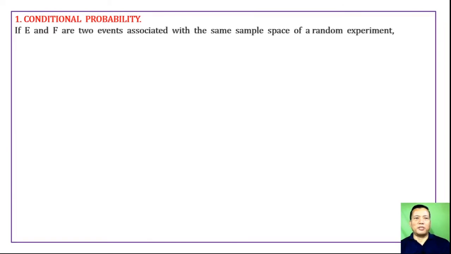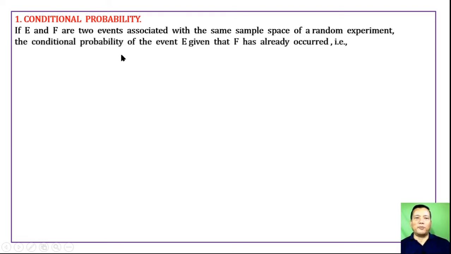What is conditional probability? If E and F are two events associated with the same sample space of a random experiment, the conditional probability of the event E given that F has already occurred, which is denoted by P of E given F, is given by P of E given F equals P of E intersection F divided by P of F, provided P of F, the probability of the happening of F, does not equal 0.